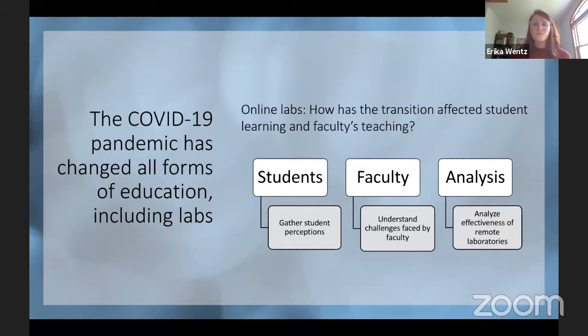As a lot of us have realized throughout this remote D term, the COVID-19 pandemic has changed all forms of education. And our team wanted to specifically look at how labs were being affected by this transition. To do this, we developed three different objectives. We'd look at the student transition and gather student perceptions based on a survey that we sent out. We wanted to talk to faculty and interview them to understand the challenges they're facing transitioning their classes online. And based on these last two objectives, we developed an analysis to determine the effectiveness of remote laboratories throughout the remote D term.